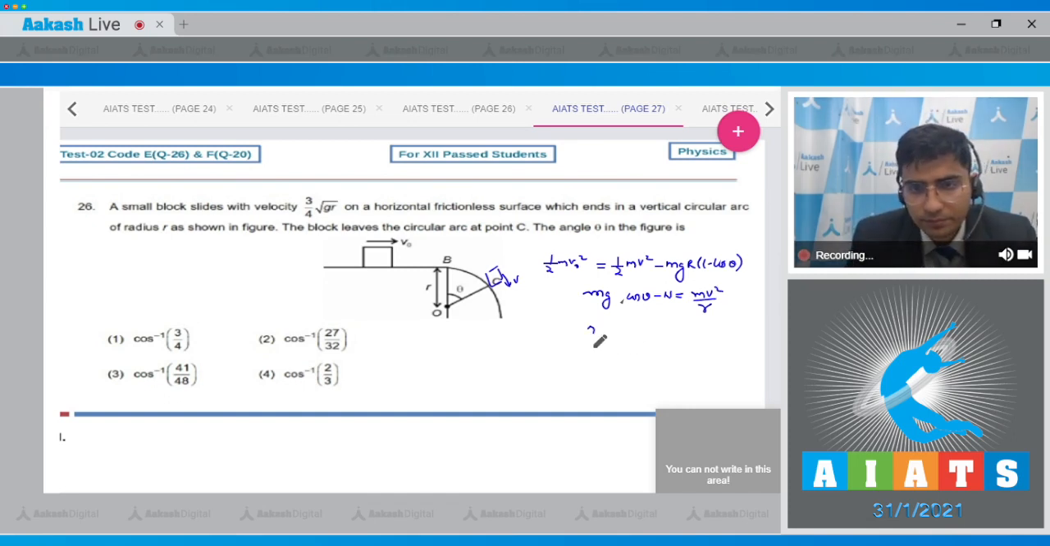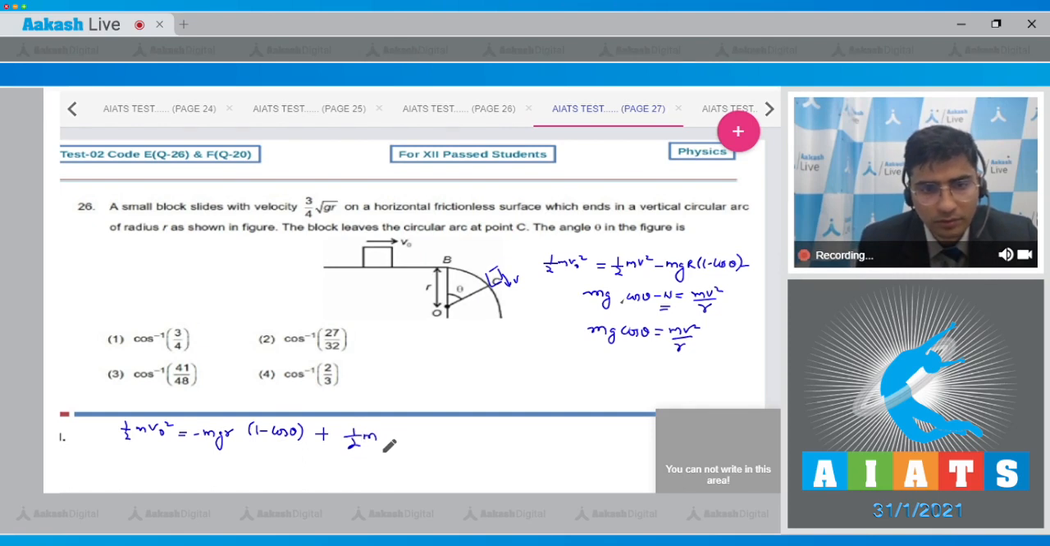Now, dear student, mg cos theta will be equal to mv square by r because it is given that the block leaves the circular arc, so normal becomes 0. Now, if we substitute the value of mv square by r in this equation, what we'll be getting is half mv naught square is equal to minus mgr(1 minus cos theta) plus half mgr cos theta.